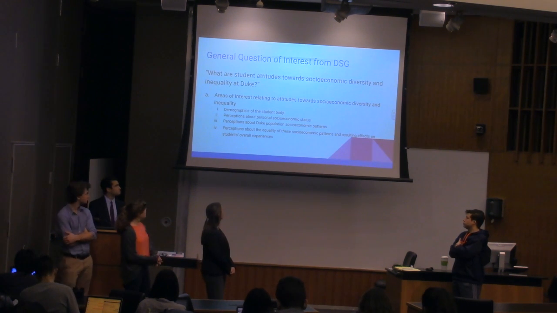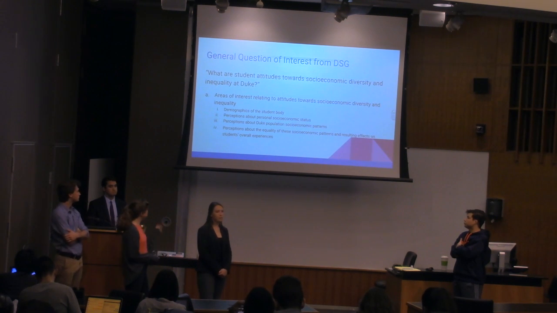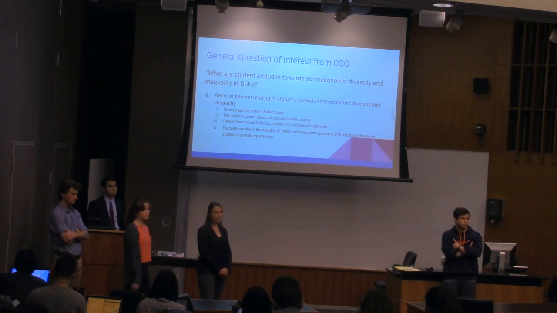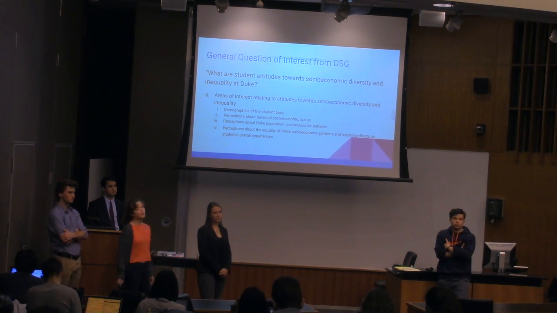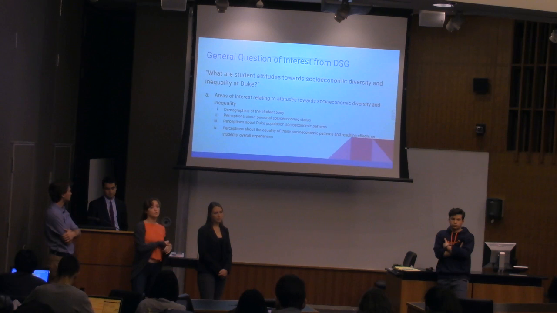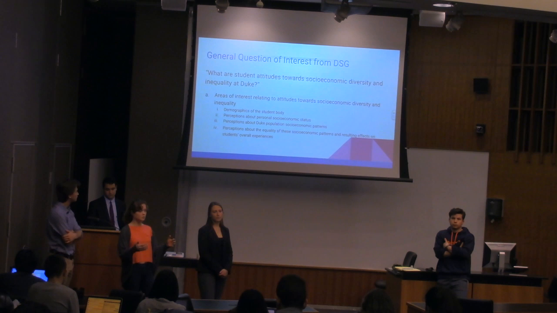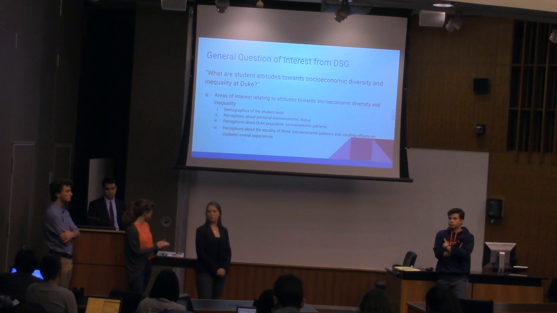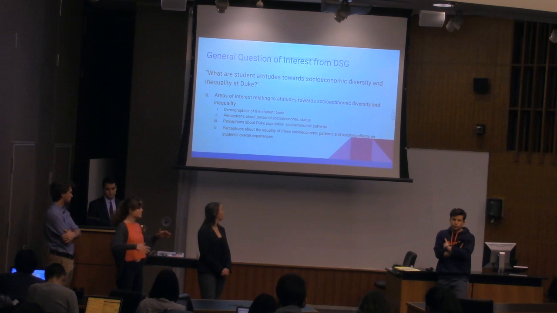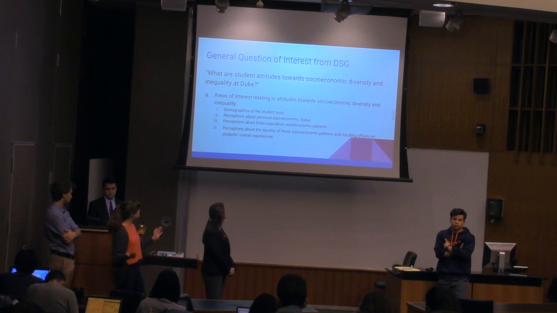About 4. Demographics and student body, which is useful to know in terms of potential correlation between characteristics of students and their attitudes to these things. Perceptions about personal socioeconomic status, so how different students perceive themselves in the Duke community and also in the greater world in general. And then perceptions of the population, so how they see their peers and the distribution of things. And then perceptions about the quality of these patterns and what types of effects they have on a student's experience.